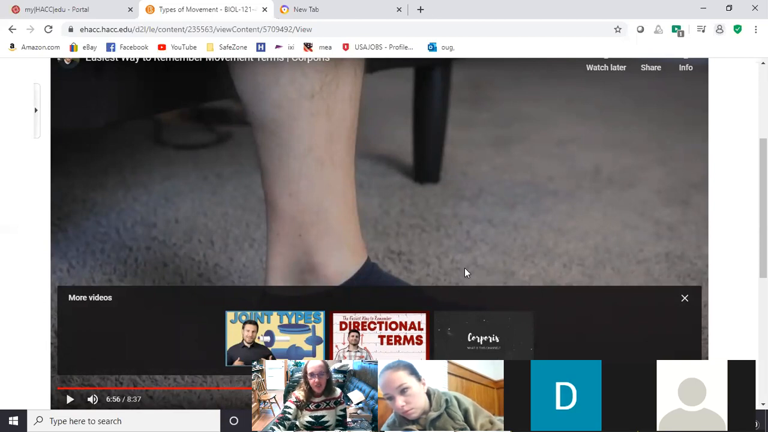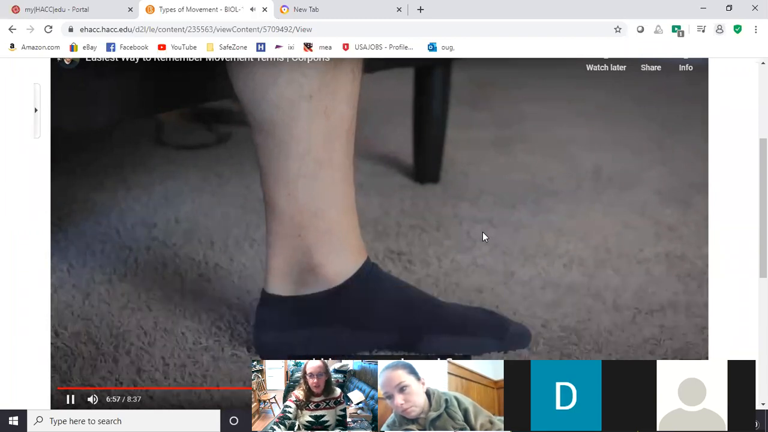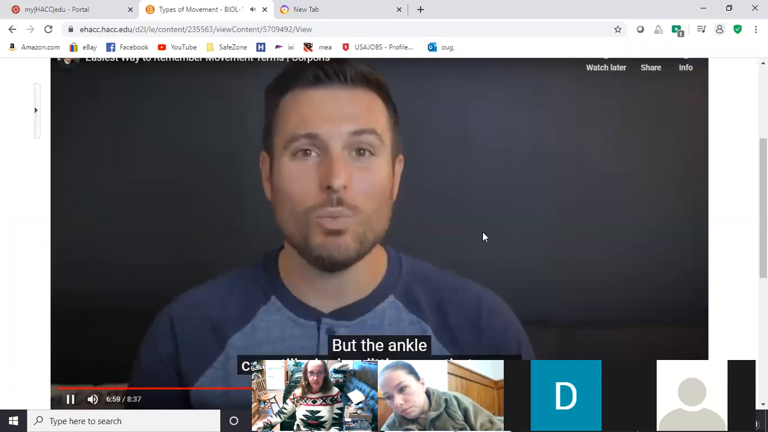Plantar flexion, even more silly than what he had there. If you're going to plant a seed with your big toe, plantar flexion. Dorsiflexion, you're bringing the back of your foot up to your tibia. Remember that the side that has the fingernails or the toenails on it is the back of your hand or foot. Where we'd keep our dorsal fin, but the ankle can still wiggle a little more.